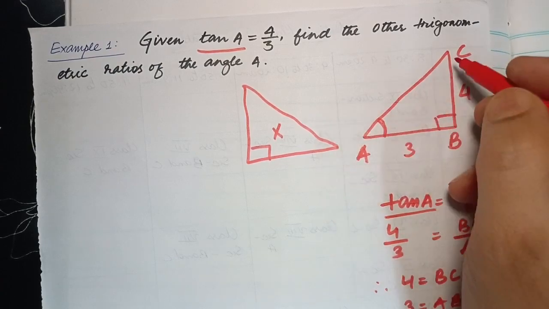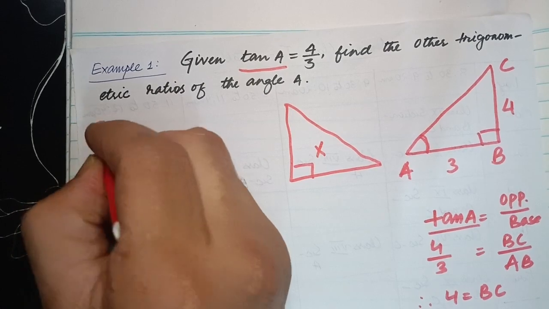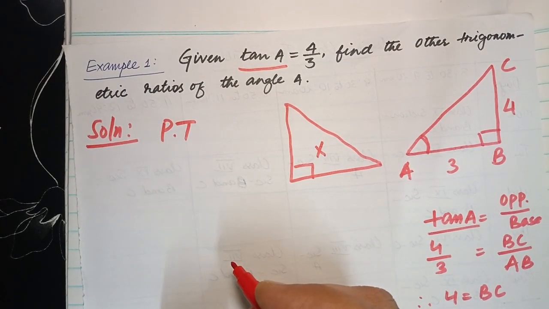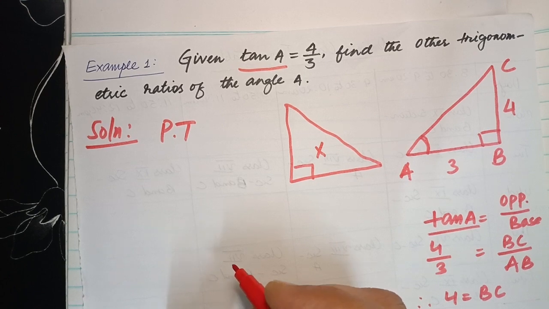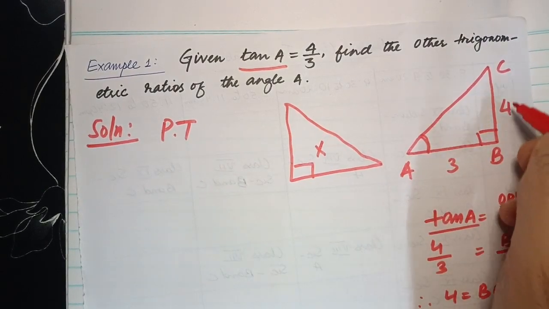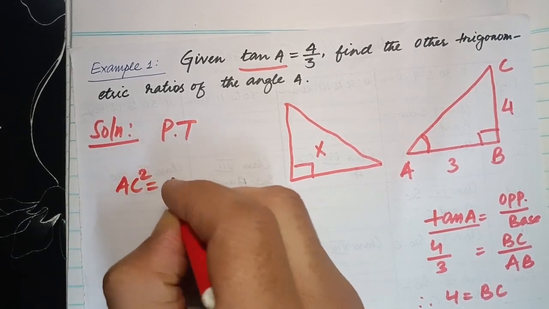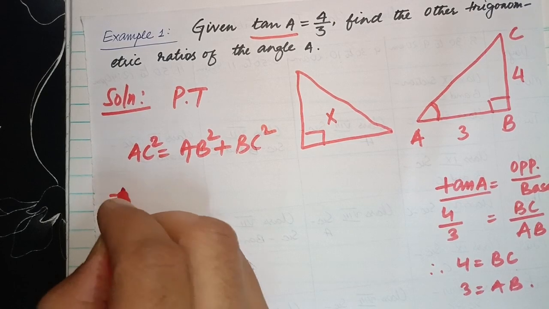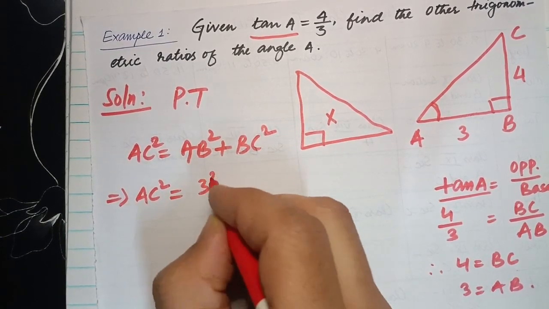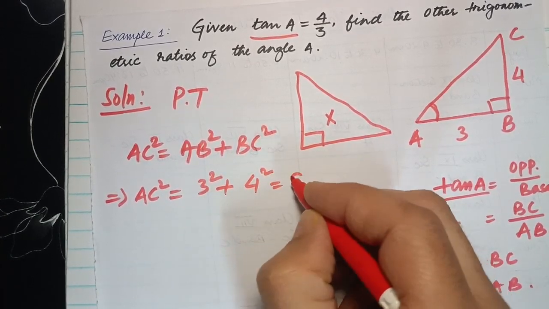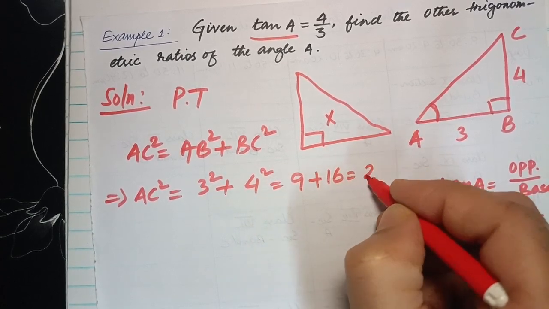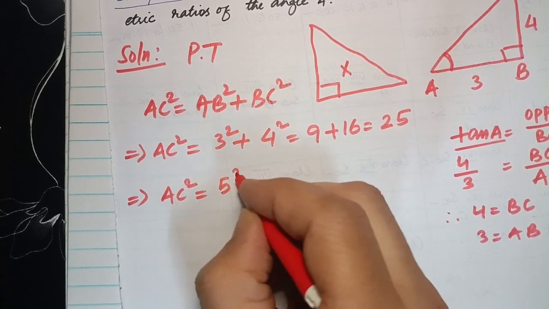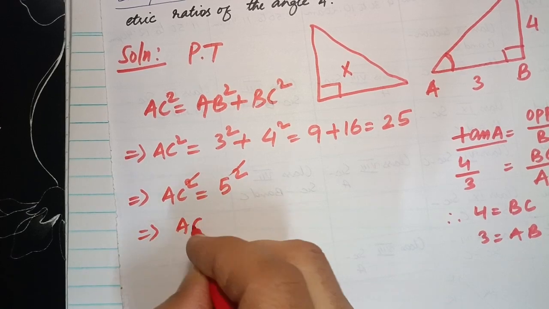Now one more side is left, that is AC. How will you find this? You will find this with the help of the Pythagoras theorem. In a right angle triangle, the square of the hypotenuse is equal to the sum of the squares of the other two sides. Your hypotenuse is AC, AB is the base and BC is the altitude. So AC square equals AB square plus BC square. AB is 3 square and BC is 4 square. 3 square is 9, 4 square is 16. If you add them, you will get 25. So AC equals the square root of 25, which is 5.